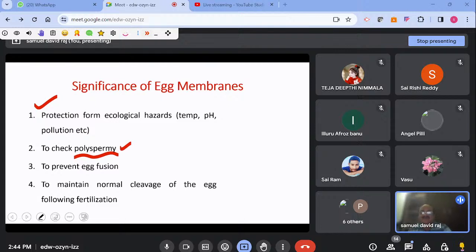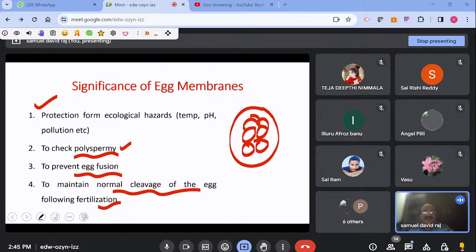At the same time, they prevent fusion of different eggs coming together. Even when they are in masses, the jelly coat separates each egg from the other, so that they prevent fusion of different female gametes. And to maintain normal cleavage of the egg following fertilization, where different cells are formed, as the number is increasing, all these are held together by the vitelline membrane, which is an egg membrane.